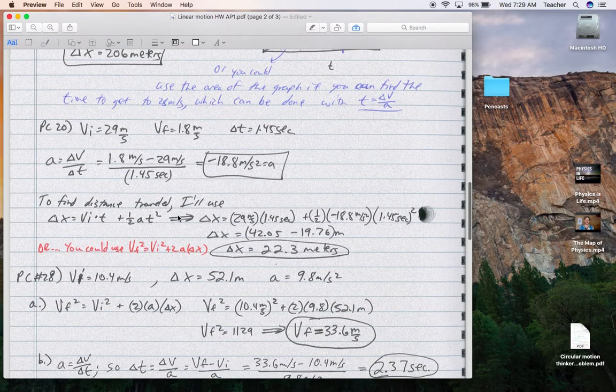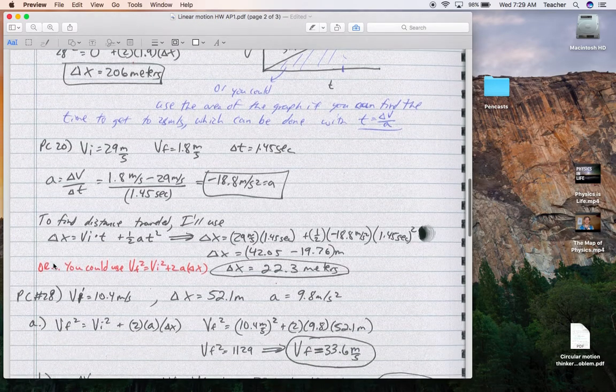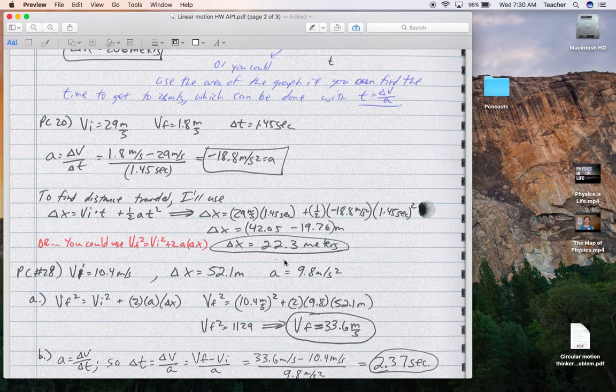PC20 was talking about Susie loves to ski, going down a slope, so she starts at this speed, she ends at this speed, in that amount of time. That's a negative acceleration, so that should be a pretty straightforward formula. Negative 18.8 meters per second squared. To find the distance she traveled, again, I would use this. You could have used a different formula, such as this, because you know all that information except the delta x. So that's how I get 22.3 meters. Oh, I set that down there in red.